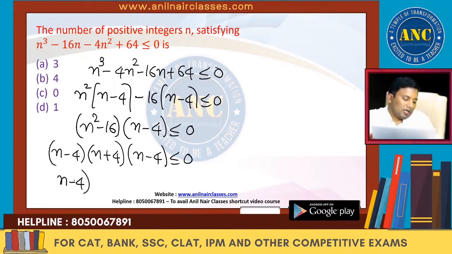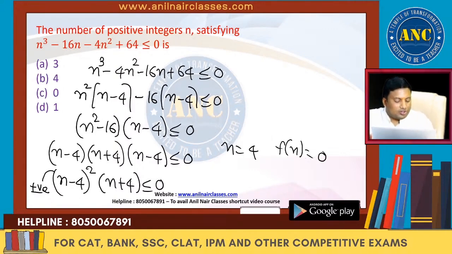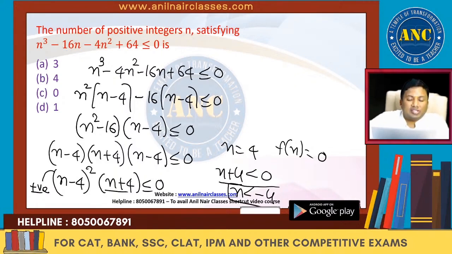This is nothing but (n minus 4) whole square into (n plus 4) less than or equivalent to 0. Anyway, a square function is always positive. So at n equivalent to 4, this value will be equivalent to 0, f of n will be equivalent to 0. So n plus 4 should be negative, less than 0. That means n is less than minus 4. Any value less than minus 4 will anyway be negative.